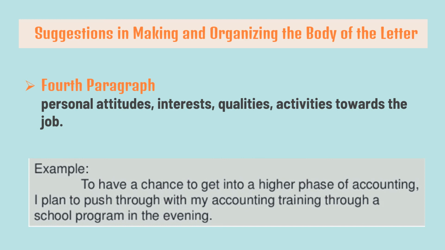And then the fourth paragraph contains the personal attitudes, interests, qualities, and activities towards the job. So this paragraph shows that you really want this position, showing your passion and that you yourself will be matched for this position. For example, you can say, to have a chance to get into a higher phase of accounting, I plan to push through with my accounting training through a school program in the evening.